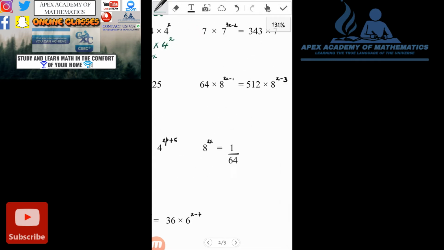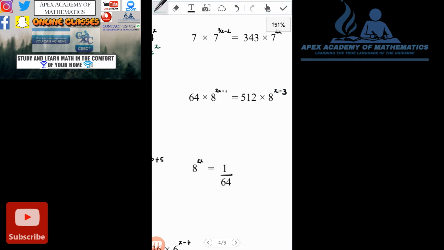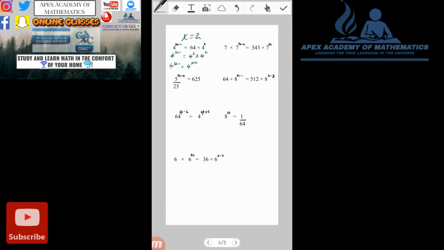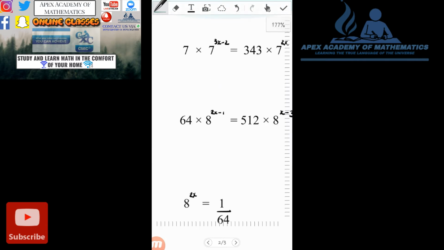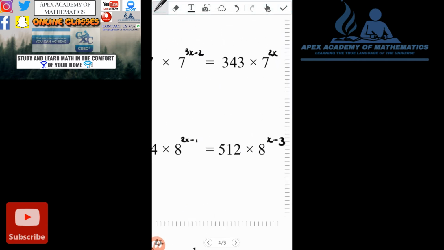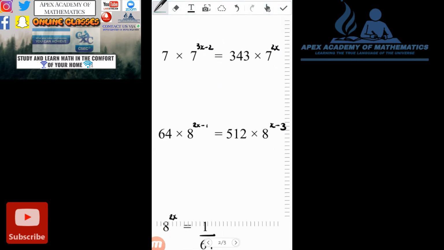Let's check out number 2 over here, where this time we're not dealing with just 3 quantities, but we're dealing with 4. All right, so let's zoom up here and see how we can work out this question. What we have here is 7 multiplied by 7 raised to the power of 3x minus 2 is equal to 343 multiplied by 7 to the power of 2x.